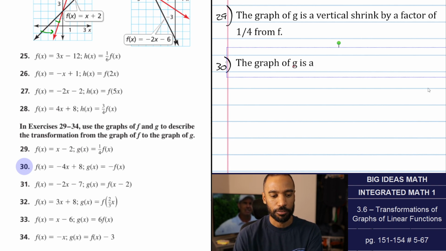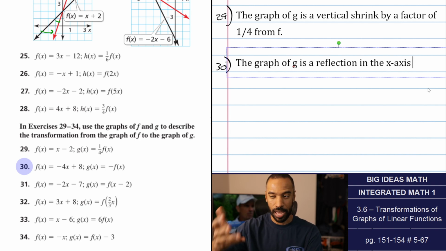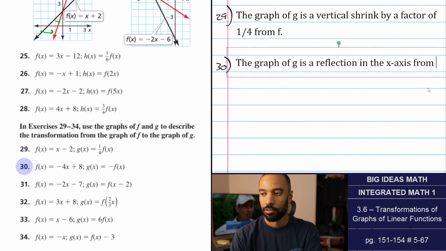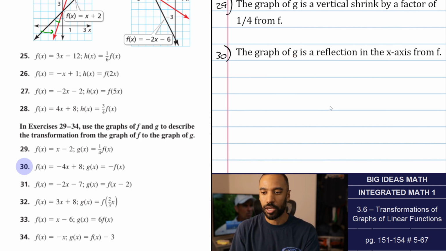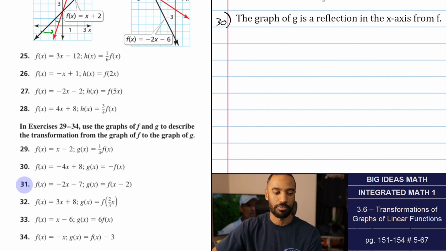This one is going to be a reflection. It's actually a vertical reflection, therefore it's a reflection in the x-axis. The x-axis is a horizontal line, yes, but now it flips over that line vertically from f. So it's just flipping it over. I think we're about to do combinations of transformations later, so we might do a reflection followed by some other things that happen, but that's just the reflection.